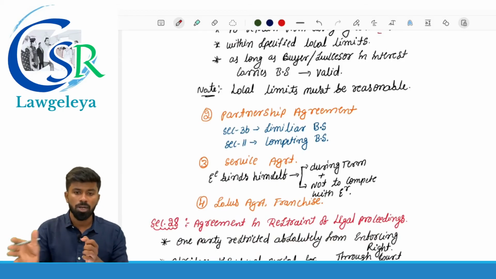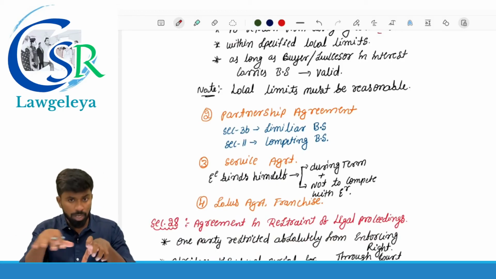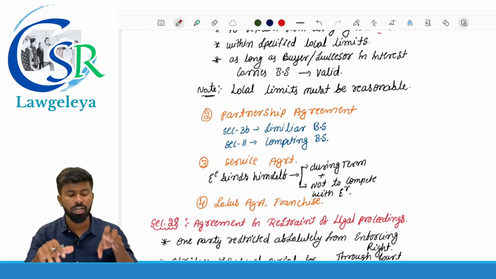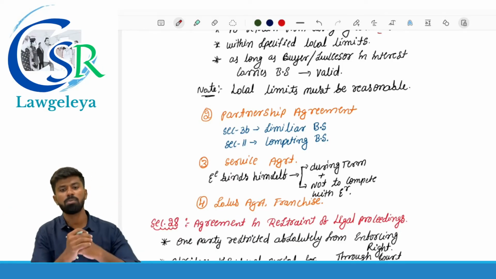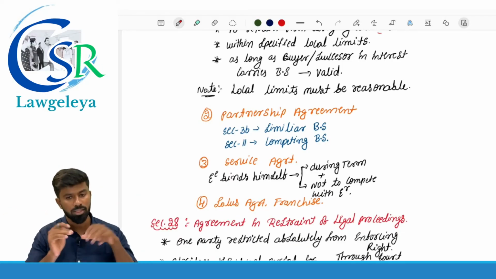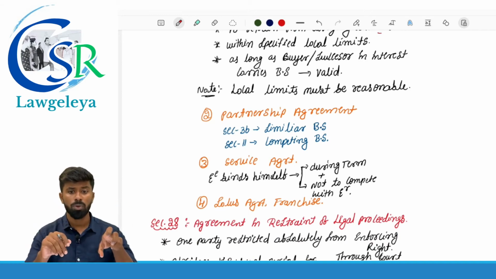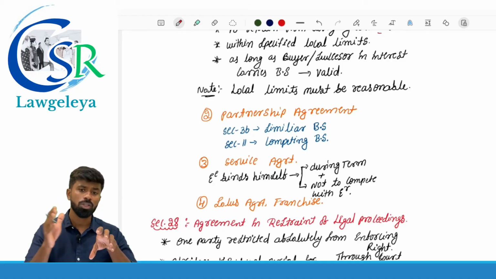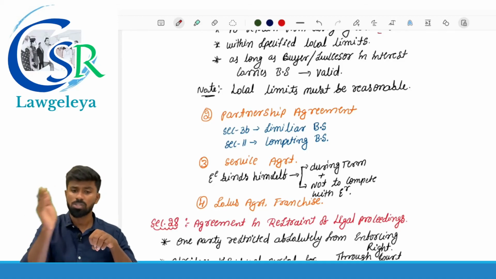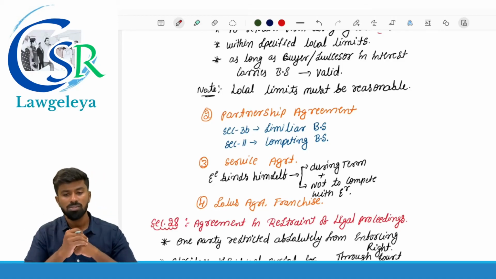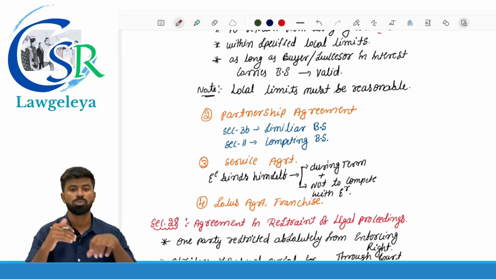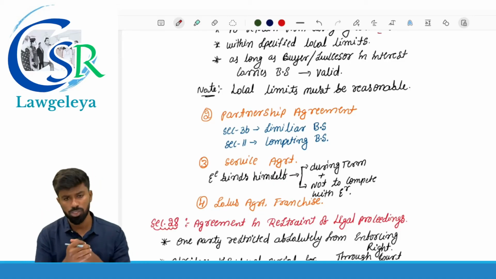A retiring partner, an outgoing partner, may be restrained from carrying on what business? A similar business, by an agreement. Is that agreement valid? Yes, it is valid. Section number 11 provides that the partners may agree not to carry on any competing business outside the firm. Is such an agreement valid? Yes, it is valid. It is an exception to section number 27 of the Indian Contract Act.